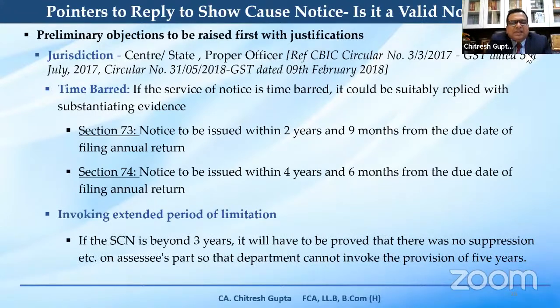Then another is invoking the extended period of limitation. I have seen in many show cause notices, generally the department invokes the extended period of limitation in almost every case, and they make a case of suppression, fraud, or willful misstatement. So if there is a case of suppression made by the department against you, then it is your duty to prove that there is no suppression on your part, so that the extended period cannot be invoked. So it is very much essential that your reply should cover why there is no suppression on your part, so that the department cannot invoke the extended period of limitation.